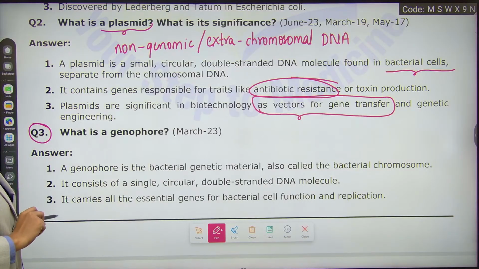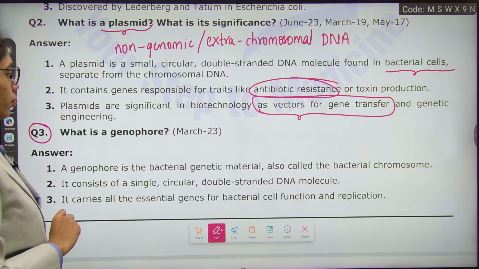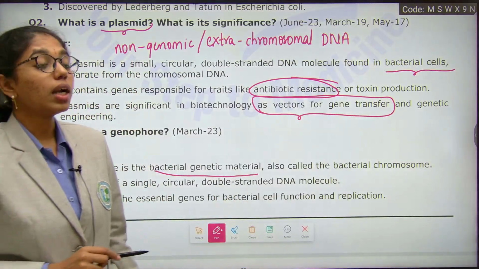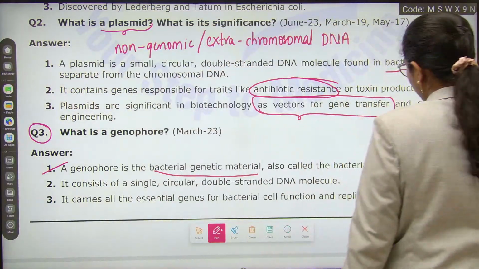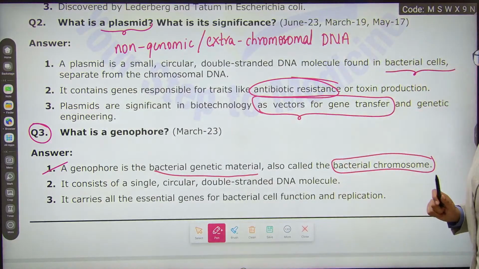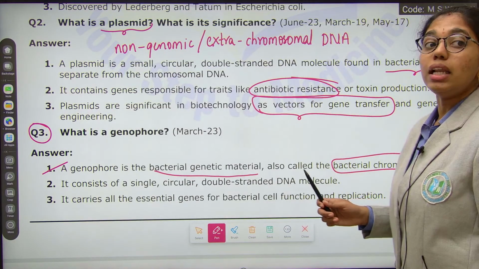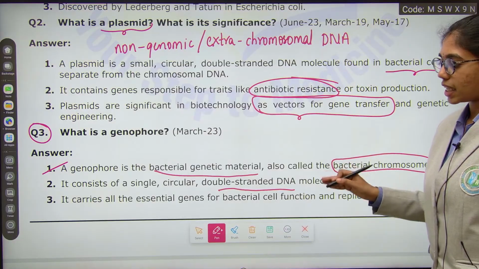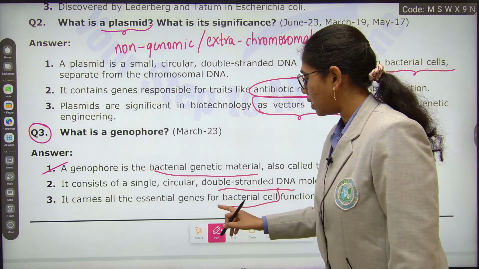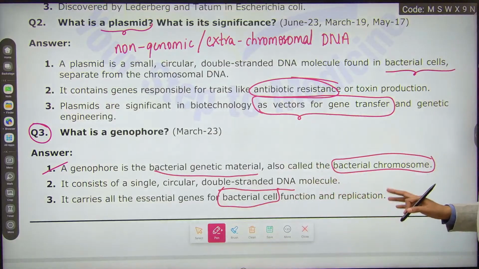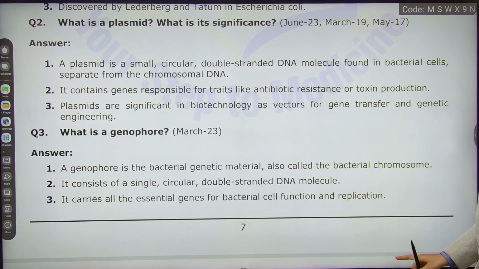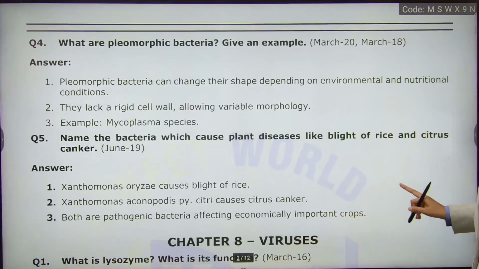Next question: what is genophore? Genophore is the bacterial genetic material, also called the bacterial chromosome. It consists of a single circular double-stranded DNA molecule. It carries all the essential genes for bacterial cell function and its replication. This is about genophore, plasmid DNA and conjugation, three major concepts. Many times VSAQs are picked from these concepts.